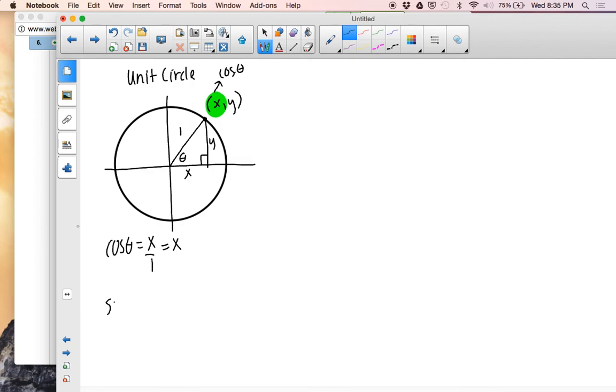We said sine theta is opposite over hypotenuse, the y value over the radius, and in the unit circle that ends up just being y. So this y value always represents the sine of theta. Let's say I have the question, what is sine of 30 degrees?